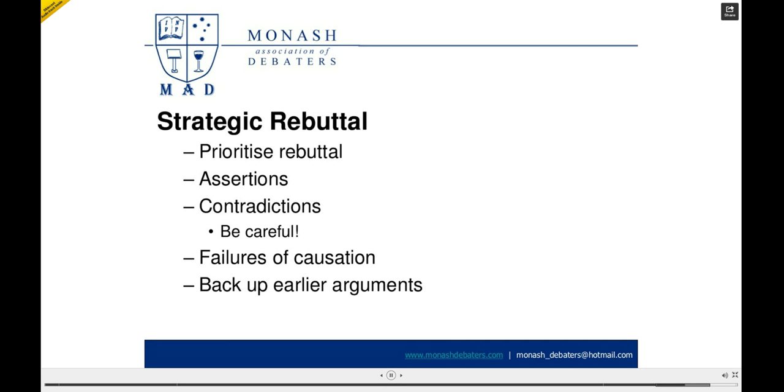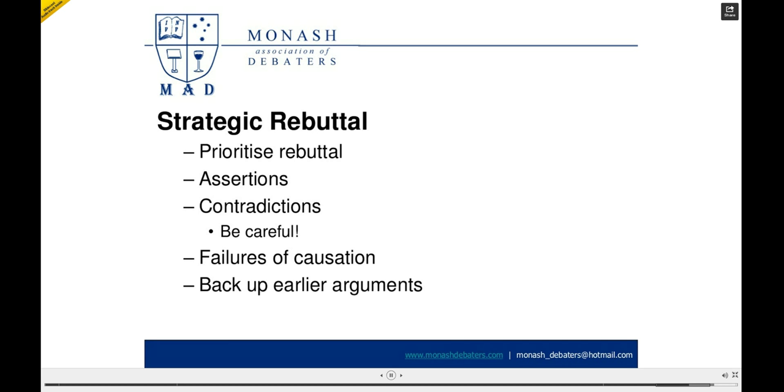However, one thing I'd say that's really crucial from a strategic perspective is be very, very careful when you're accusing the opposition of contradicting themselves. The worst thing as an adjudicator is when a team gets up and says, you contradicted yourself on this, therefore your case is rubbish. And you're like, that's not a contradiction, right? That kills you. That absolutely kills you.